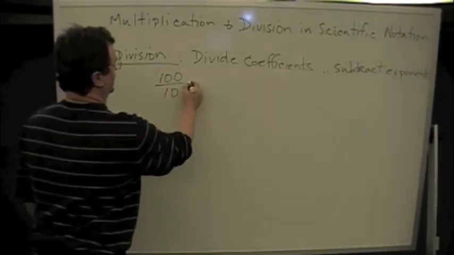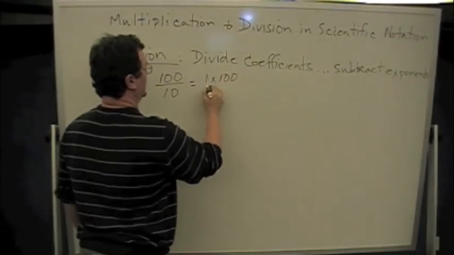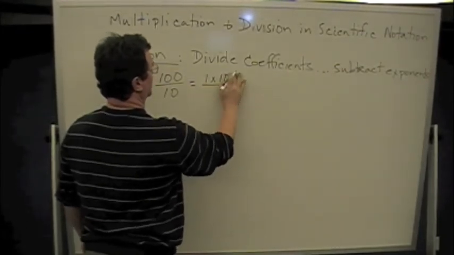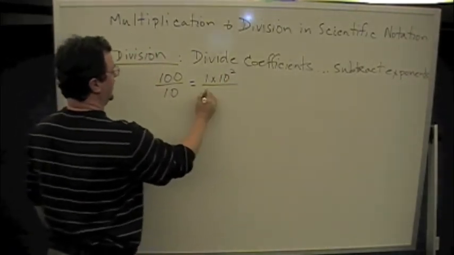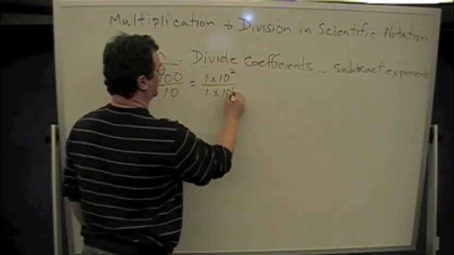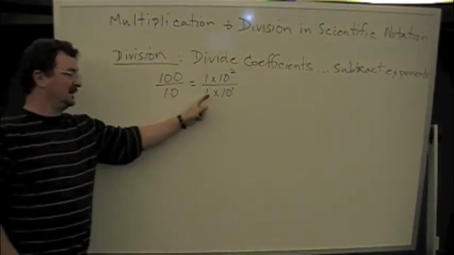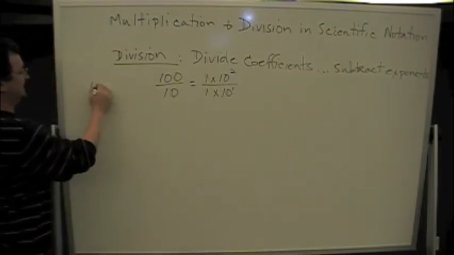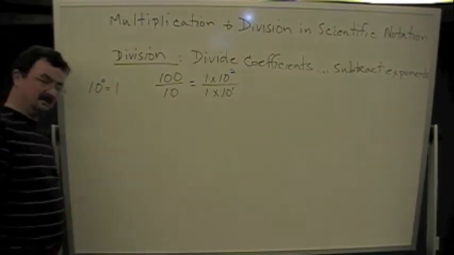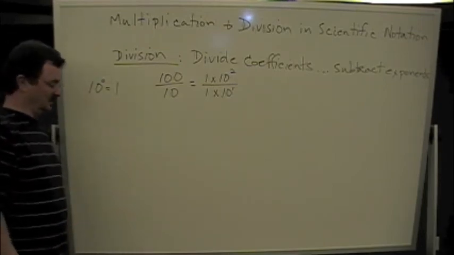So to make it simpler, let's write these with coefficients. 1 times 10 to the 2. And on the bottom, 10 is just 1 times 10 to the 1. By the way, I don't know if I mentioned this, but 10 to the 1 is always 10. And by the way, 10 to the 0 is 1. So if you ever come across 10 to the 0, it's the same as 1.